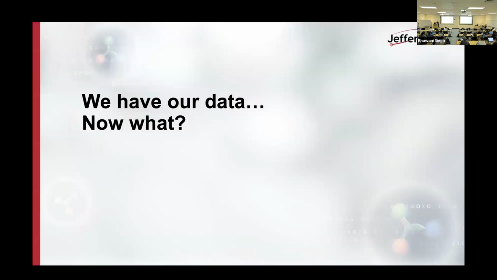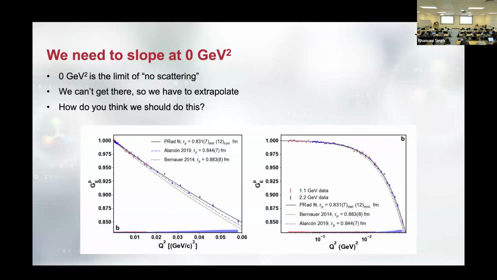But now, getting back to fitting, we have our data. Now what do we do? We want the slope at 0 GeV squared. At 0 GeV squared, you have no scattering, so you can't actually measure that. So we need to just go as low as we can, fit it well, and extrapolate back to q squared of 0, which we do at least conveniently know is 1, so that helps us fix our normalization and helps you kind of choose what you're going to fit it with. And so at this point, how do you think we should do this?